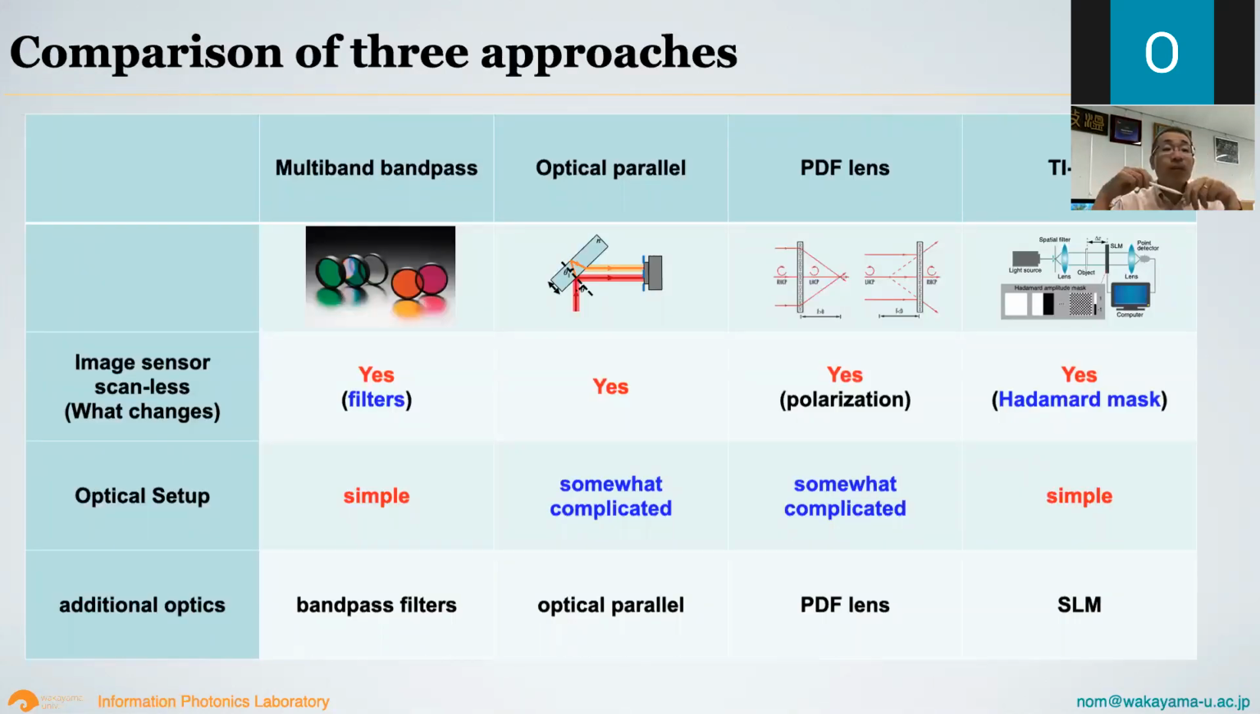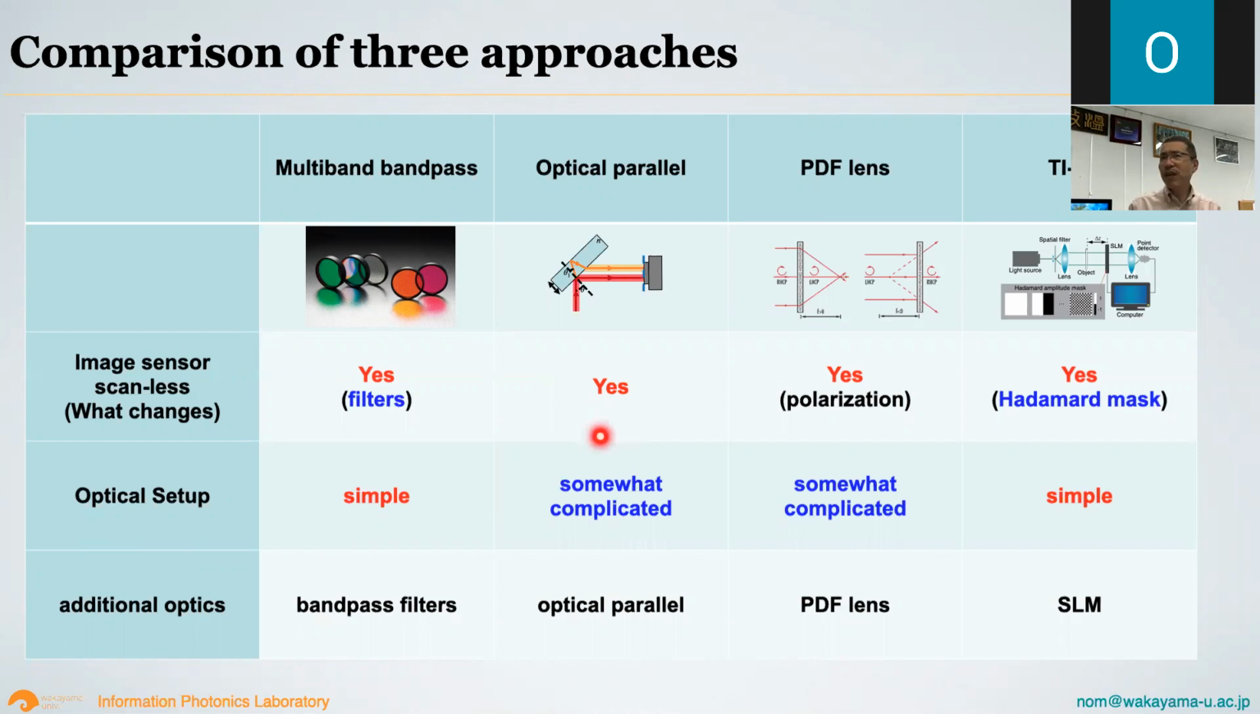This table shows a comparison of the four approaches: the use of multiband pass filters, optical parallel, PDF lens, and TI-CGI. All approaches are without image sensor scanning. Yes, no scanning. What changes? In this one, the filters, no change.